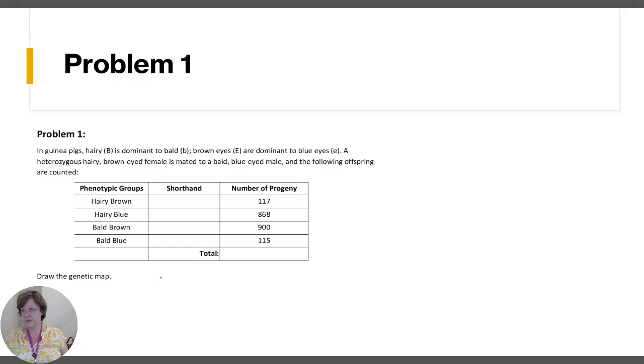Okay, so problem 1, we have hairy is going to be the big B, and bald is little b.